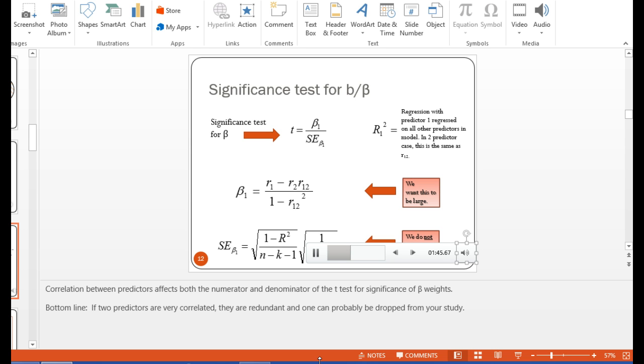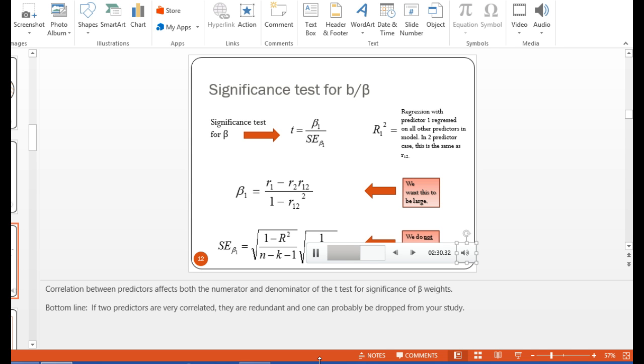That r1 squared is a multicollinearity term. What it is, is a regression with predictor 1 treated as the DV and regressed on all the other predictors in the model. In this case, let's say there's just 2. We're going to make it easy. So it's a regression with predictor 1 treated as the DV and predictor 2 treated as the predictor. Okay, so in the 2 predictor case, this term is the same as R12. So you can consider it just like R12. That r1 squared, again, is a multicollinearity term. In the 2 predictor case, it's just the same as R12.